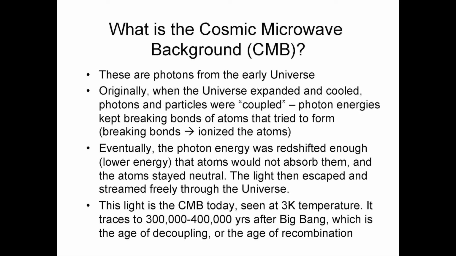This is known as the age of decoupling or the age of recombination. Decoupling because photons and atoms then were separate, photons could travel freely, or recombination because when the atoms kept breaking apart because they were ionized, then finally at this stage the electrons could reattach and make atoms. So the age of decoupling, the age of recombination is when the first atoms were made, and that's the origin of the cosmic microwave background radiation.